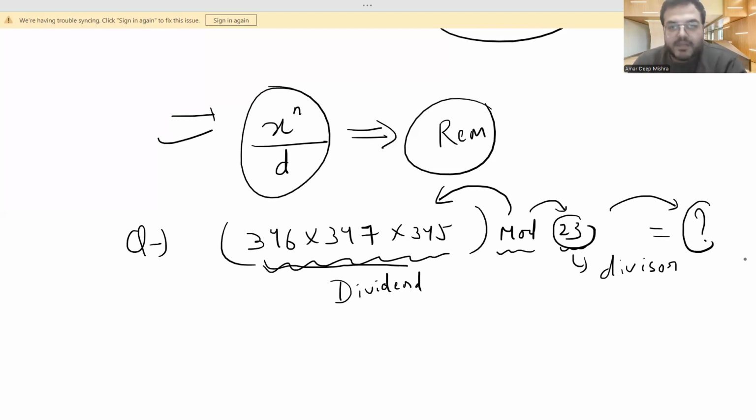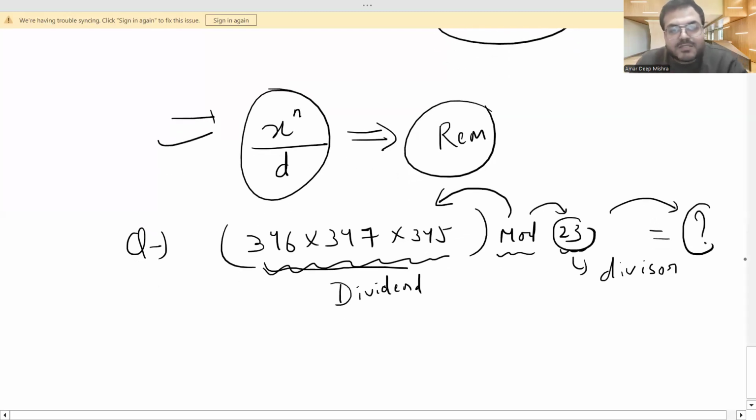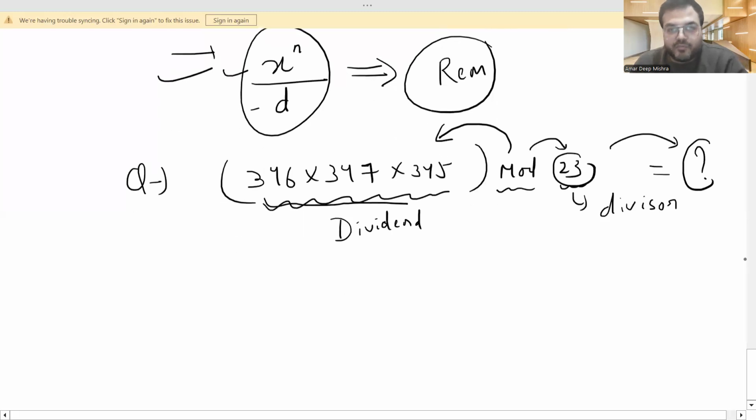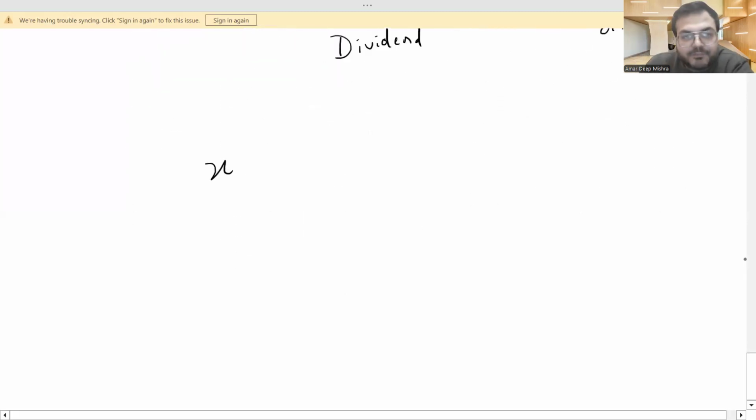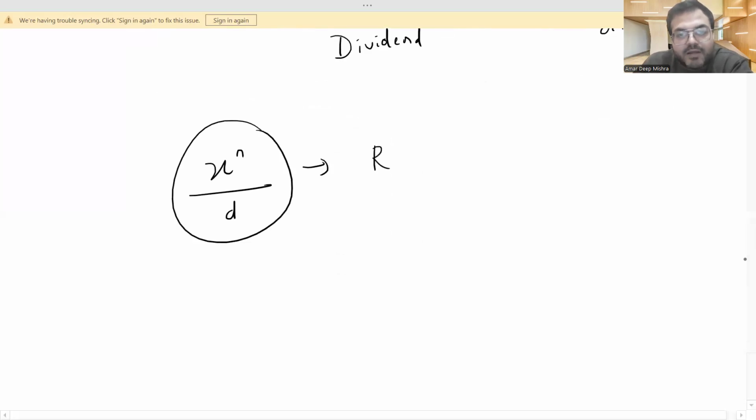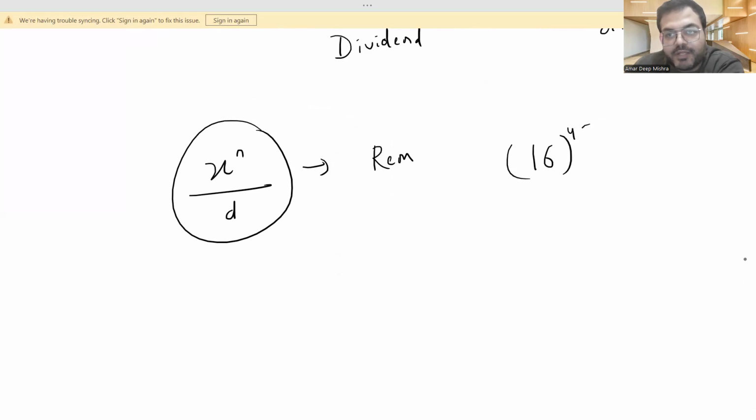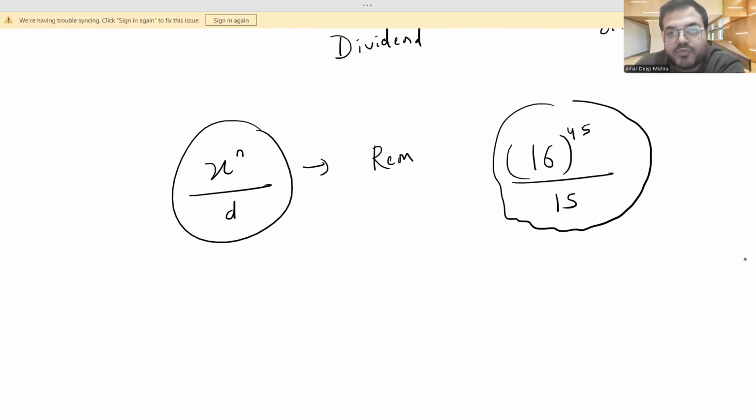Simple. All right, now let me talk about the x to the power n upon d type of questions. Okay, now what does this mean? X to the power n upon d type of questions, where you have to find the value of the remainder. All right, suppose I take the expression 16 to the power 45 and divide it by 15. Now this is completely your x to the power n upon 15 type of question.